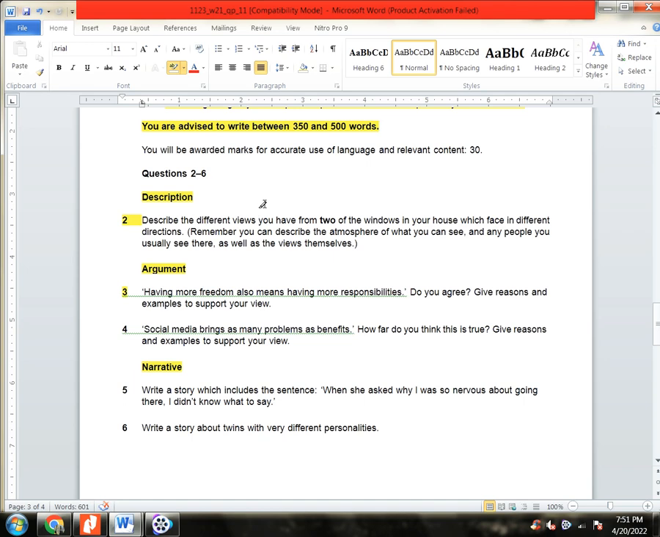So what is the question? Describe the different views you have from 2 of the windows in your house which face in different directions. Remember, you can describe the atmosphere of what you see and any people you usually see there, as well as the views themselves. So just think about it. I don't know whether you can write 500 words for all of this. If you can, good enough. If you can't, don't do this.